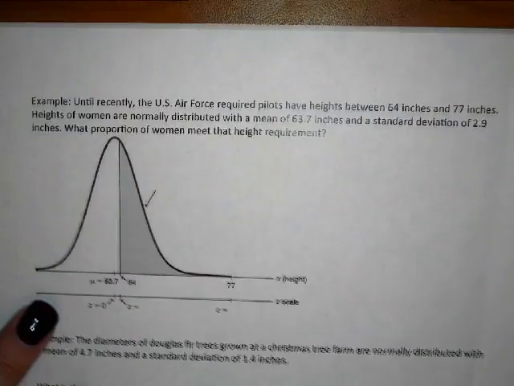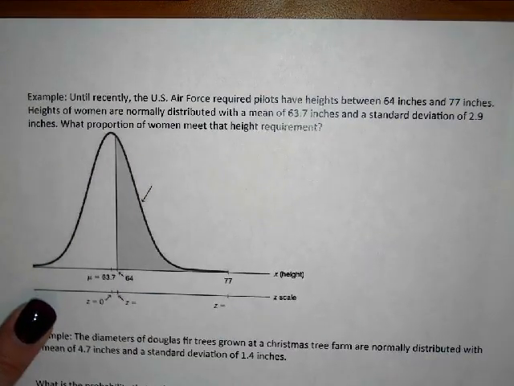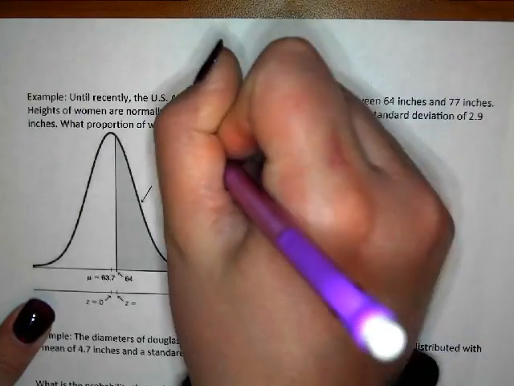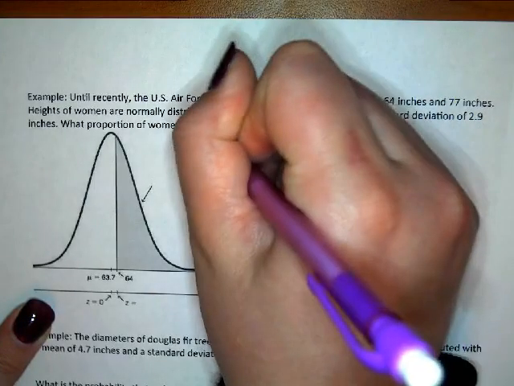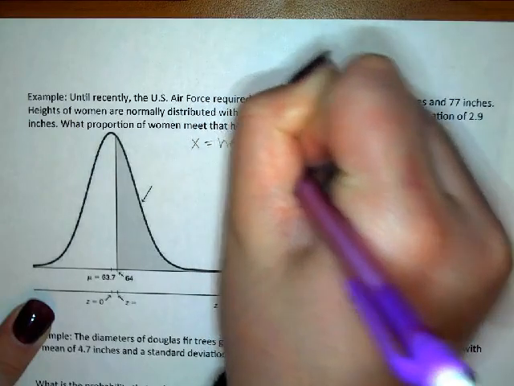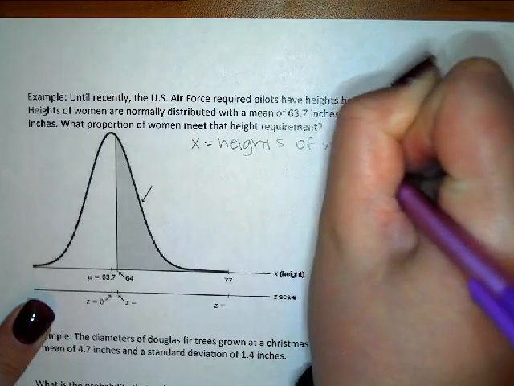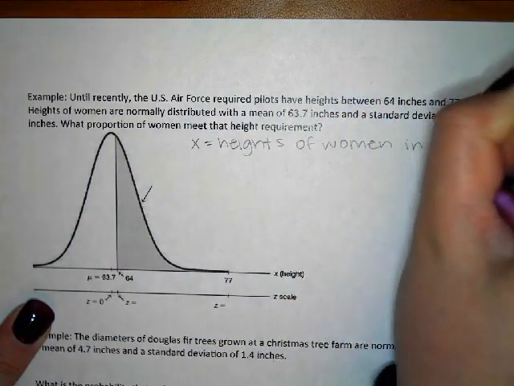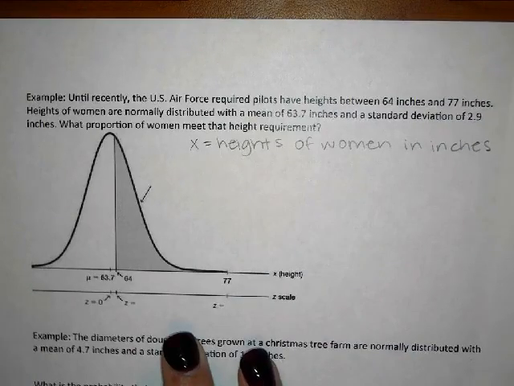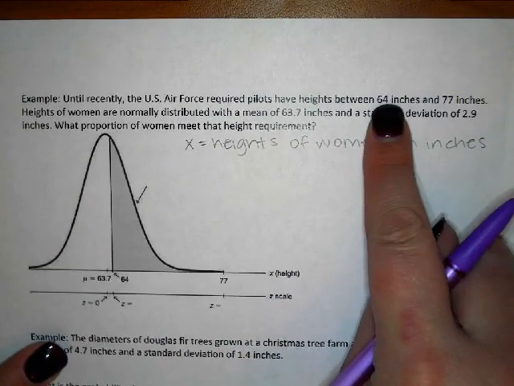So here it says, until recently, the U.S. Air Force required pilots have heights between 64 inches and 77 inches. Heights of women are normally distributed with a mean of 63.7 inches and a standard deviation of 2.9 inches. What proportion of women meet the height requirement? So x, the variable x, represents the heights of women in inches, and what we are trying to find is the probability that women are between 64 and 77 inches tall.